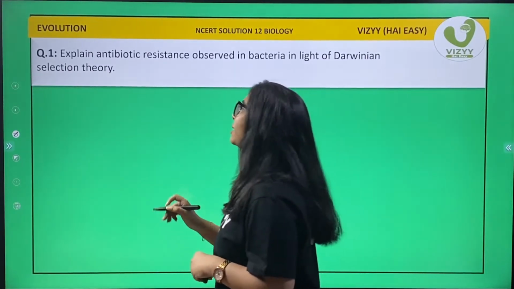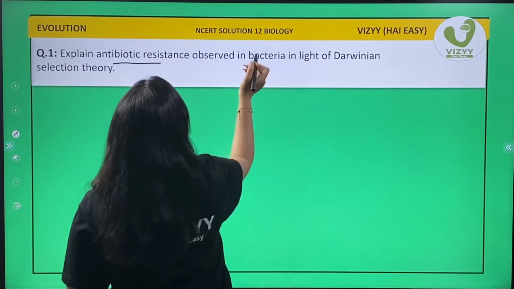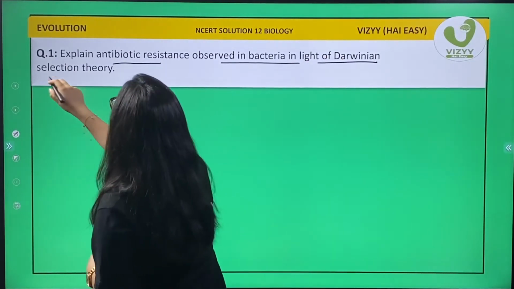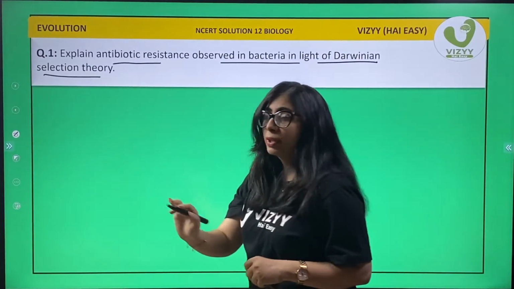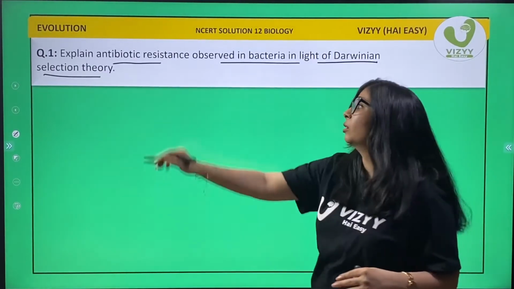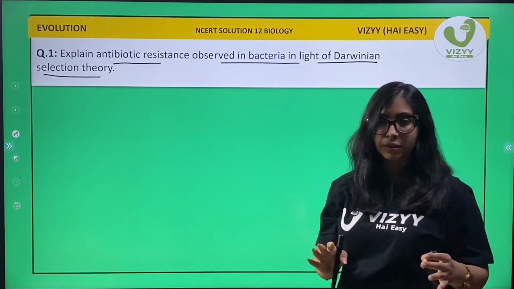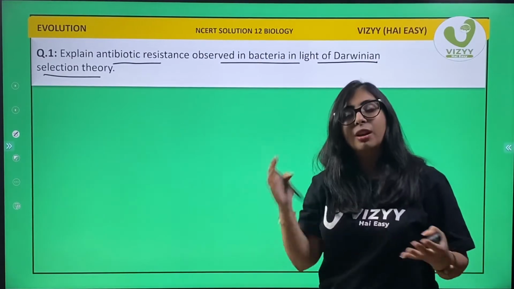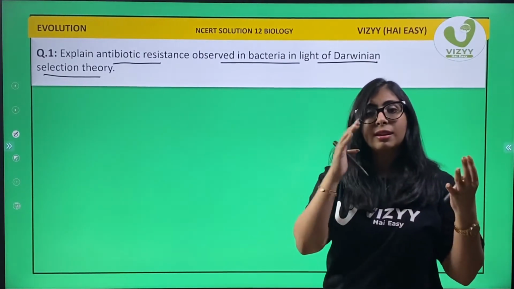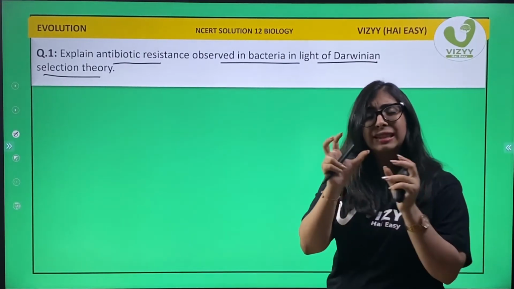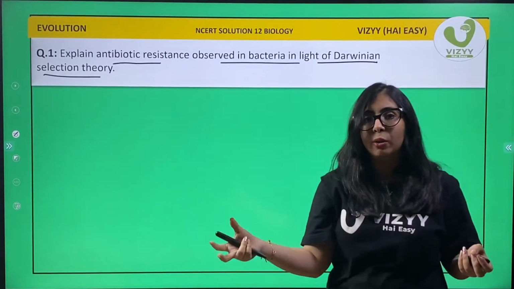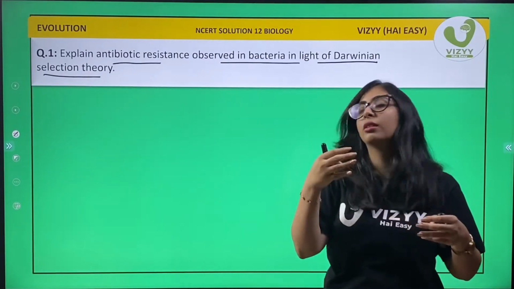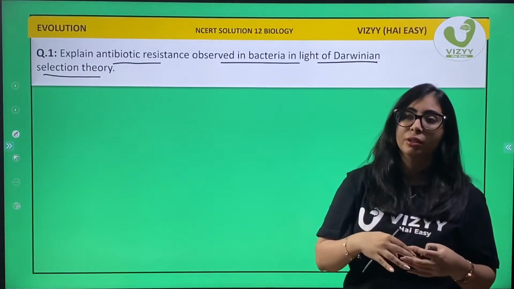Question 1 says, explain antibiotic resistance observed in bacteria in light of Darwinian selection theory. What is antibiotic resistance? Something that is resisting the other. An antibiotic is a substance that kills bacteria. Resistance means to resist the effect of the antibiotic.